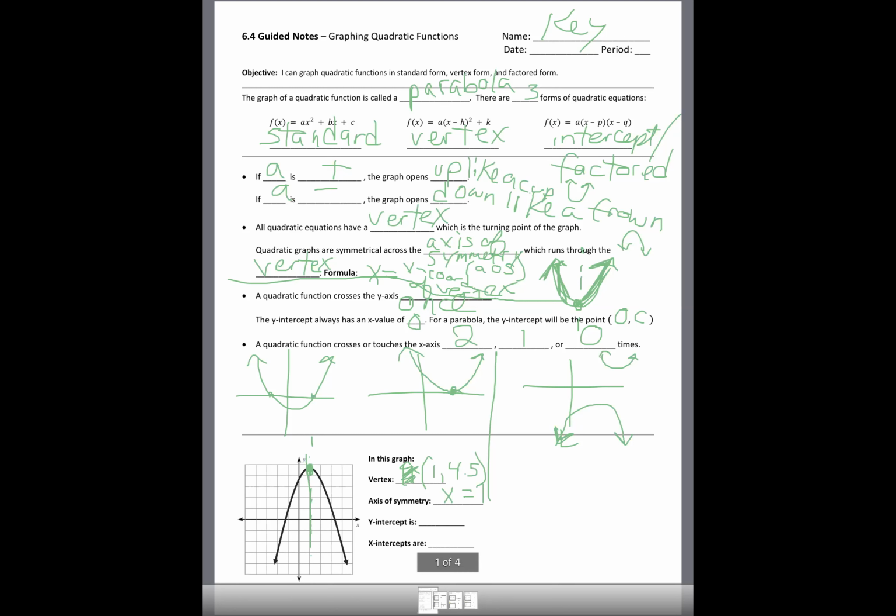My y-intercept, again, I don't quite know, so I'm going to guesstimate that's about 3.5. So that would be at the point 0, 3.5. And my x-intercepts, again, I've got to guesstimate here. Looks like I've got one at about negative 1.3 maybe, and another one at 3.2.